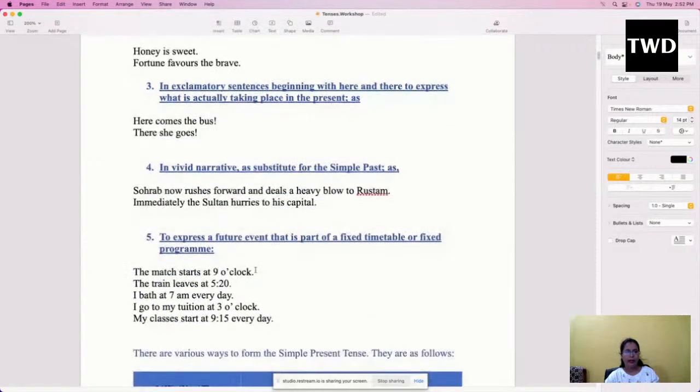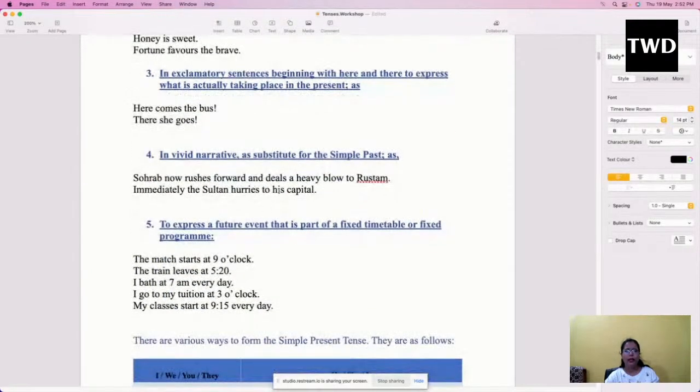And exclamatory sentences, when you are a little bit excited and your sentences start with here and there. Sometimes you are waiting for the bus and suddenly the bus comes. What do you say? Here comes the bus. Here also we have the verb at the beginning only. We don't have any helping verb. And that's why such kind of sentences come under what? Simple present tense.